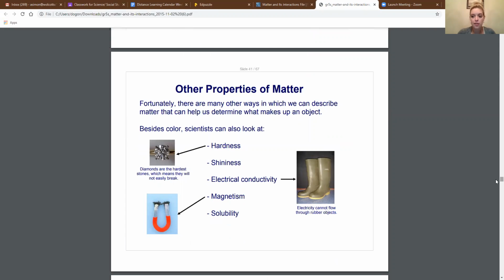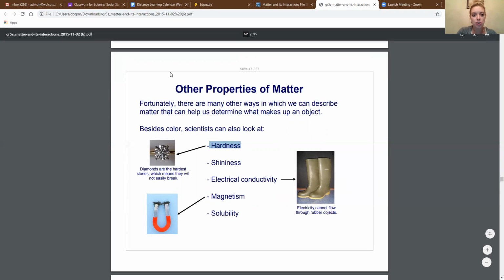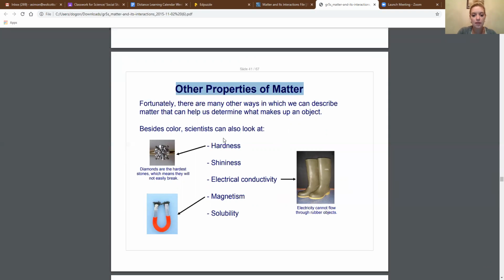Remember, make sure you have your notes. I'm going to be highlighting things and you need to be writing them down in your notebook. Fortunately, there are many other ways in which we can describe matter that can help us determine what makes up an object. Besides color, scientists can also look at hardness, which is the first one. Go ahead and make sure in your notes you have other properties of matter. The first one you're going to write down is hardness.